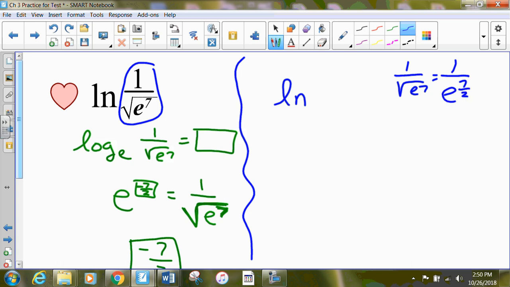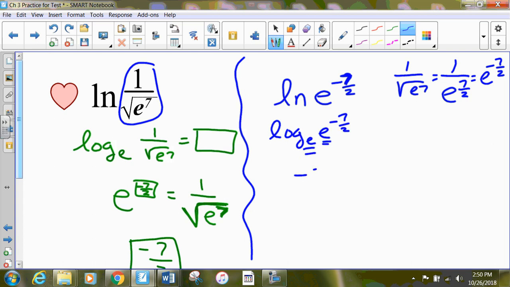And then if I want to get e up to the numerator, I know that I have to put a negative in front of my exponent. And then I know that natural log is log base e, and if I have an exponential stuck in a log and the bases are the same, then my exponent is the answer.